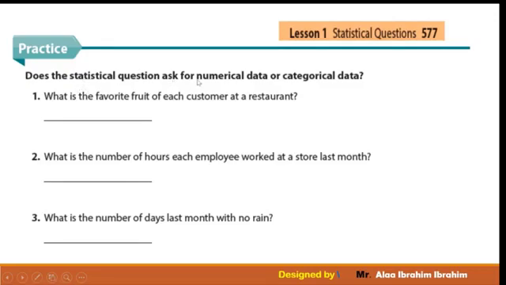Does the statistical question ask for numerical data or categorical data? Why is the favorite fruit of each customer at a restaurant? So we have to concentrate. He asked about the favorite fruit. So favorite fruit is not a number, but this is categorical data. What is the number of hours? Number of hours, clear, number of. So this is numerical data. What is the number of days last month with no rain? So you need the number of days. So this is a number, so this is numerical data.